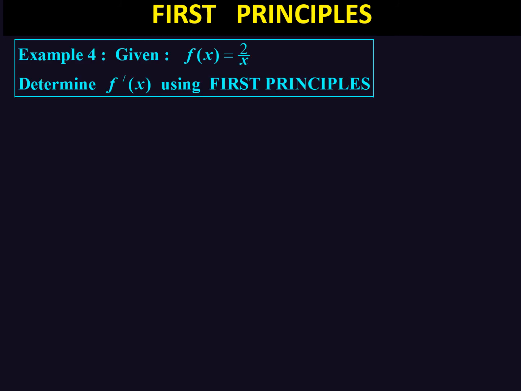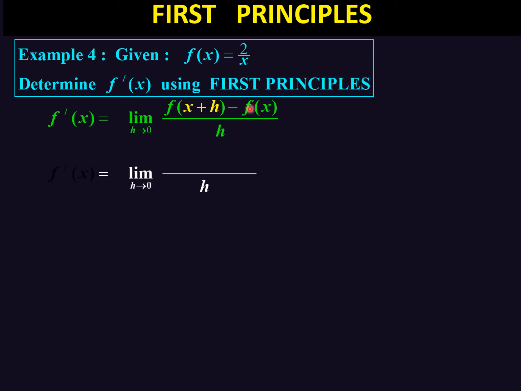You should also be able to find the derivative of a rational function, such as 2 over x or 3 over x or negative 4 over x. And using first principles, that means we use our definition. We now need to substitute. So let's put x plus h in the x. So that will be 2 over x plus h. Subtract, so subtract 2 over x.